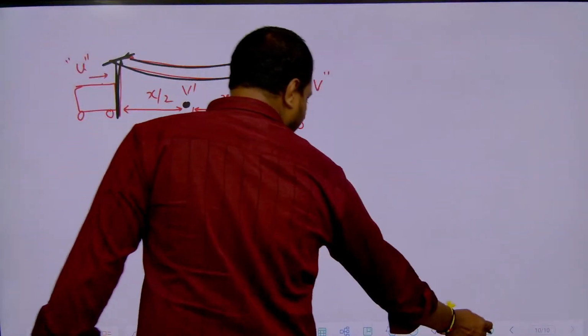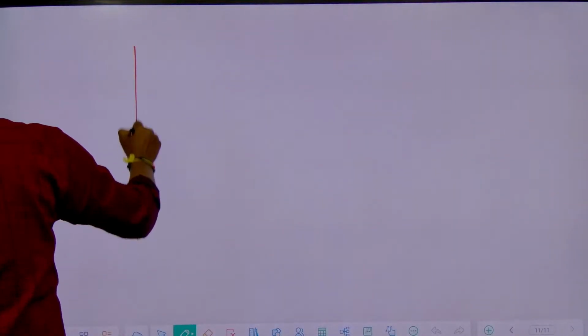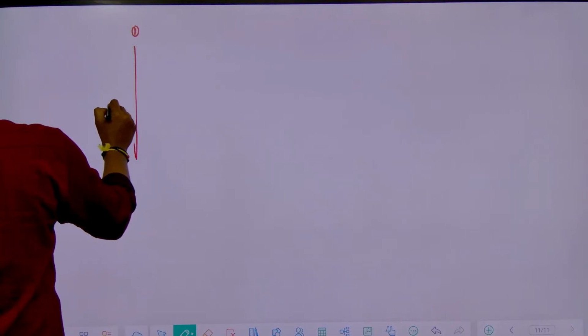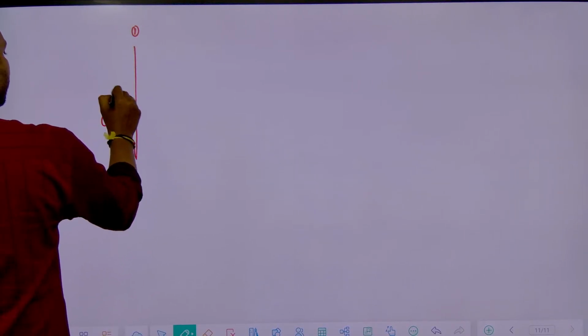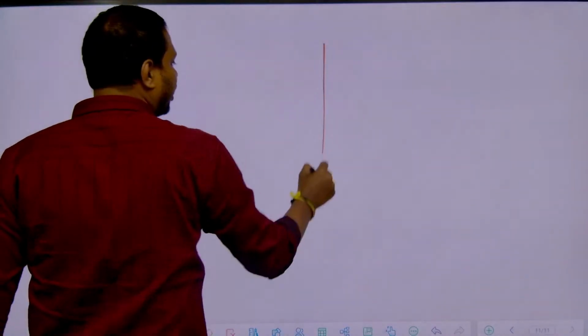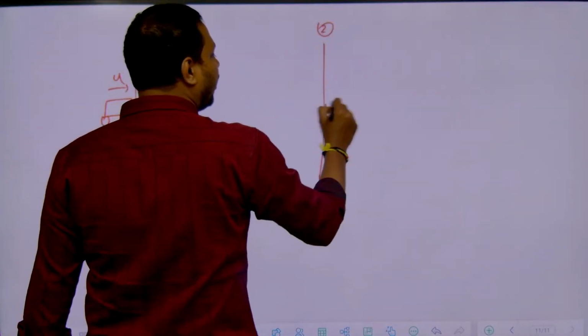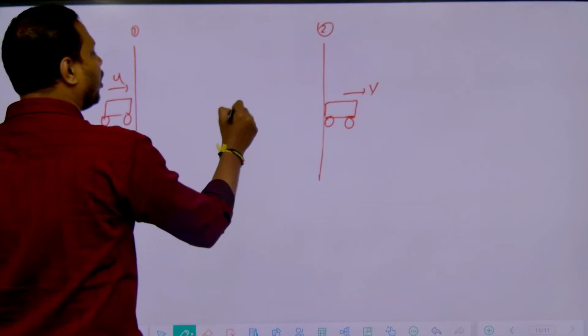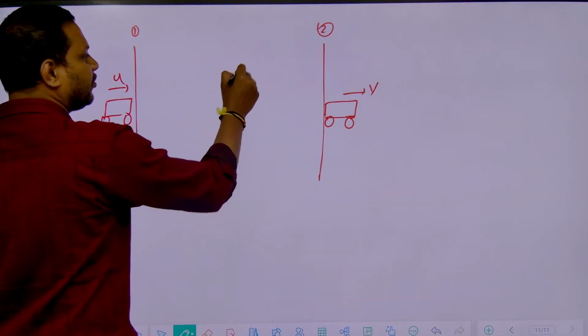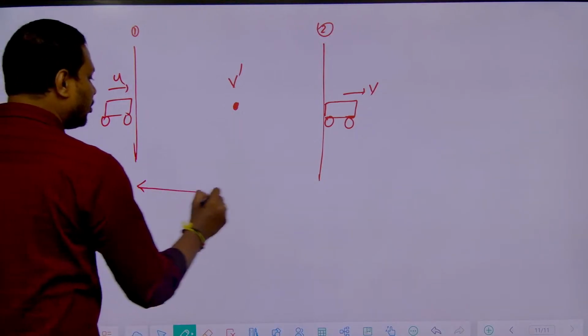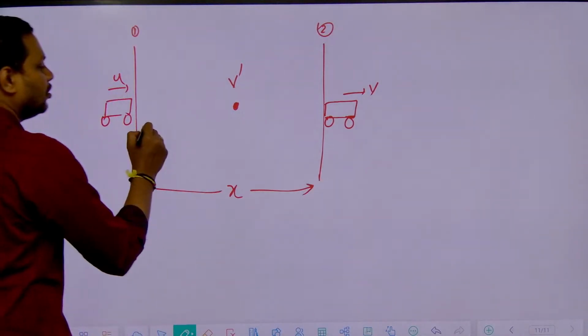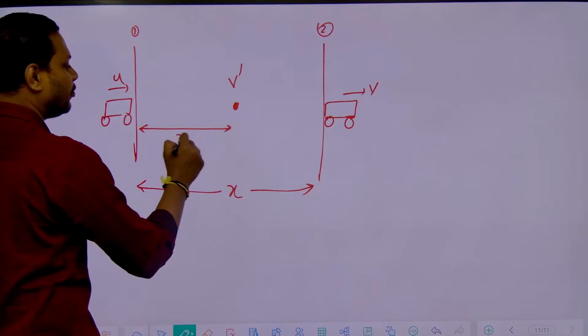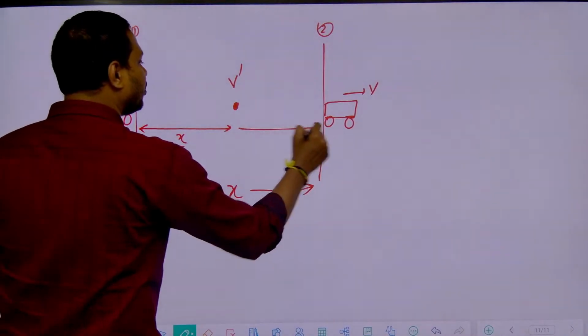Okay, for easiness I'll draw this diagram once again. This is the first pole. So velocity of the vehicle reaching the first pole is u, and this is the second pole. Velocity after leaving the second pole is v. Now I want the velocity at this midpoint. I'll take that as v dash. Now distance between the poles is taken as x. Then this distance will be x/2. This distance will be x/2.